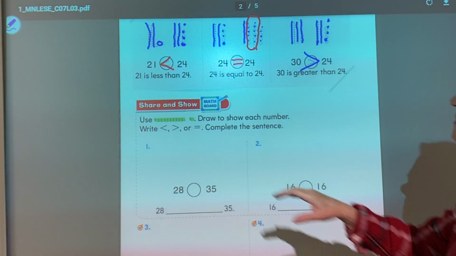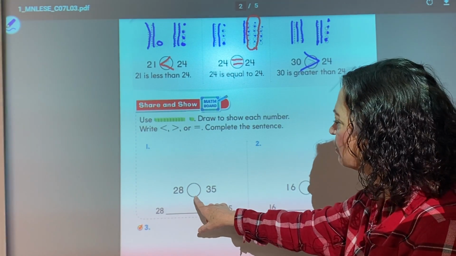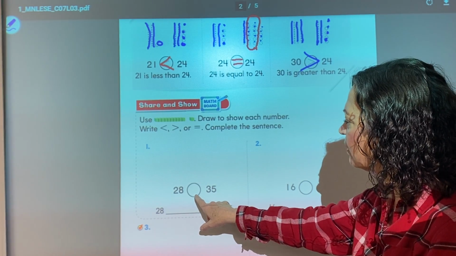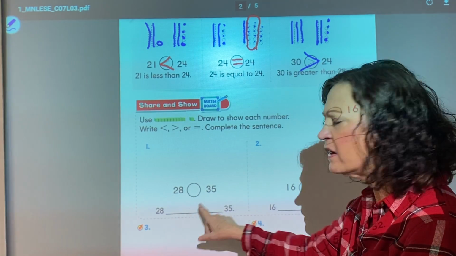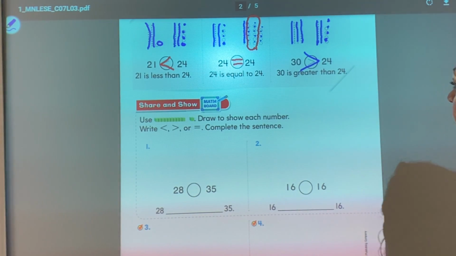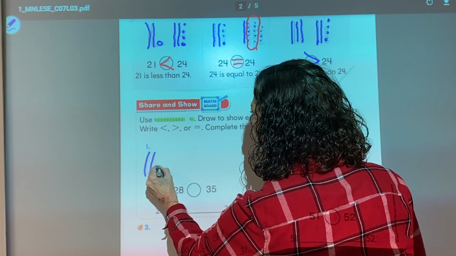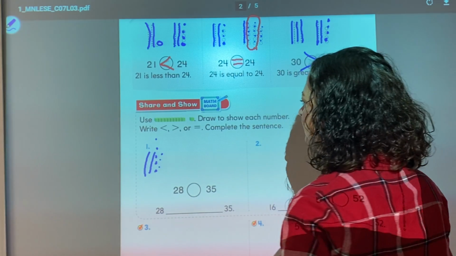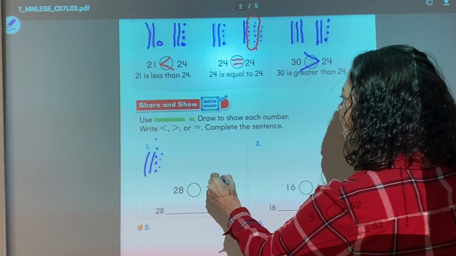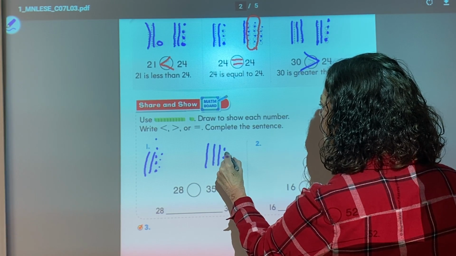So now we're going to use ten towers and cubes to draw and show each number, and then right here we have to write the sign, and then we have to write the words is less than or is greater than on the line. Okay, so our first number is 28, and that has 2 tens and it has 8 ones. Okay, and then we have 35, which has 3 tens and 5 ones.